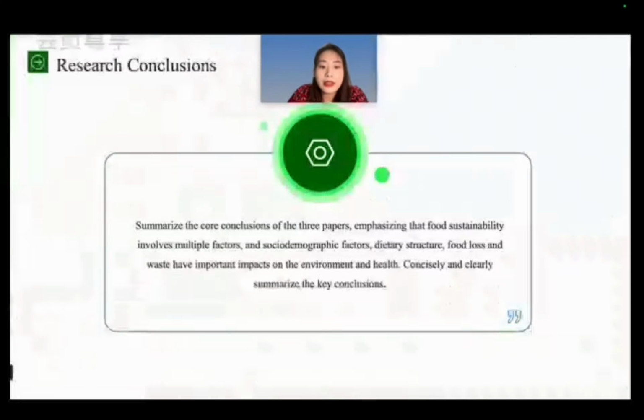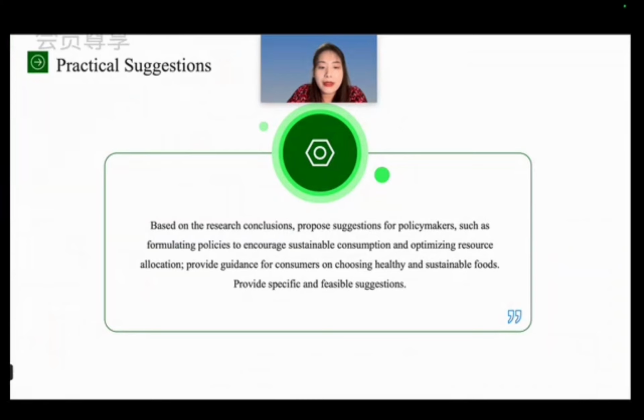In short, food sustainability is a complex issue. Things like who we are, what we eat, and how much food we waste all affect the environment and our health. Because of these findings, policymakers should make rules to encourage people to consume sustainably and use resources better. For example, they can give money to support organic and local products and set goals to reduce waste.